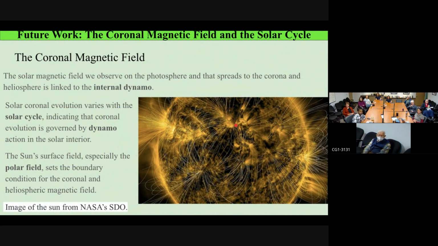The future work I want to engage in is on the coronal magnetic field. The magnetic field we observe on the photosphere and spread to the corona is linked to the solar dynamo. The solar coronal evolution varies with solar cycles as well. That indicates that the evolution is governed by the solar dynamo in the solar interior. So the sun's surface magnetic field, especially the polar field, sets a boundary condition for the corona and for the coronal magnetic field and the heliospheric magnetic field.